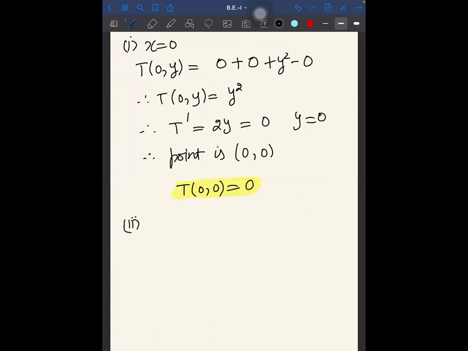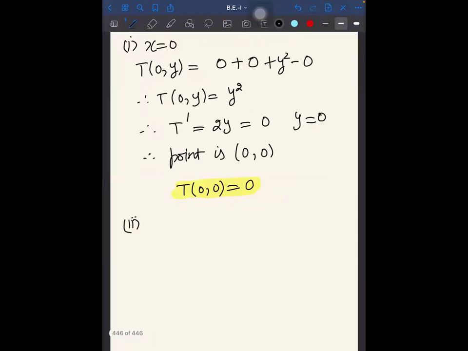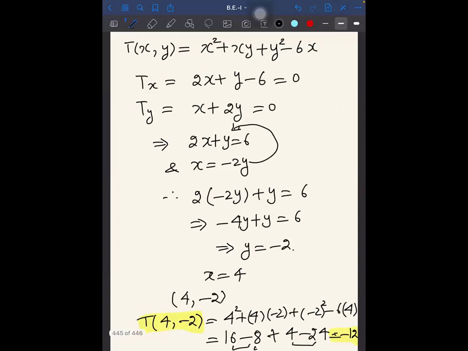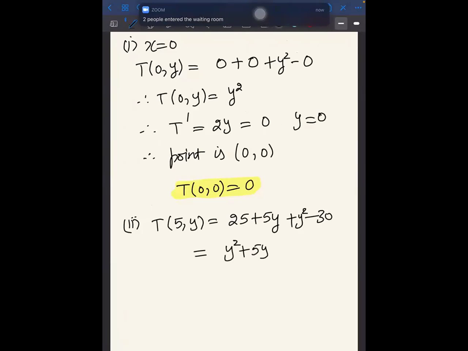Okay, so let's start with the next boundary, and that is x is equal to 5. So let's put x = 5 over there. So T(5, y): if you put x = 5, this becomes 25 plus 5y plus y square minus 30. So this becomes y square plus 5y minus 5.